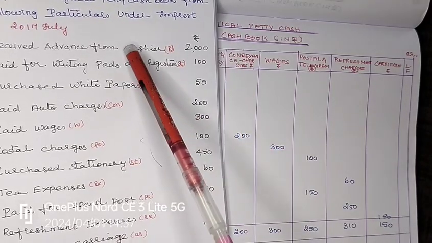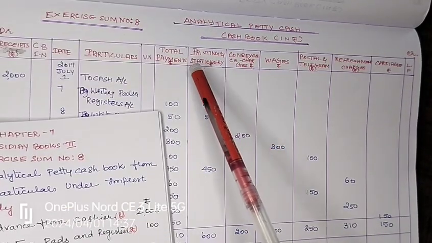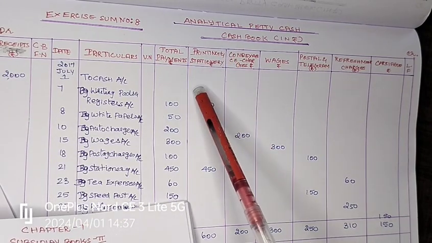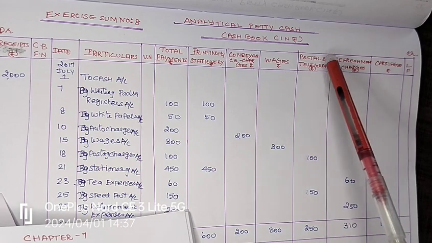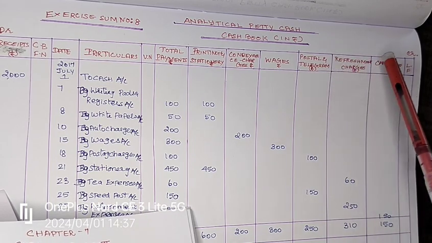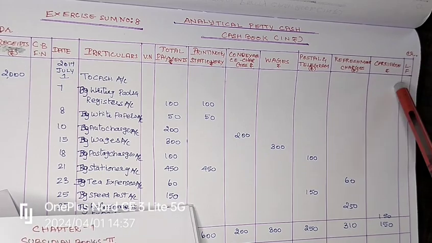What are the transaction expenses given here? The related expense columns we opened here are: printing and stationery column, conveyance charges or traveling expenses column, wages, postal and telegram, refreshment charges, carriage, and LF column.